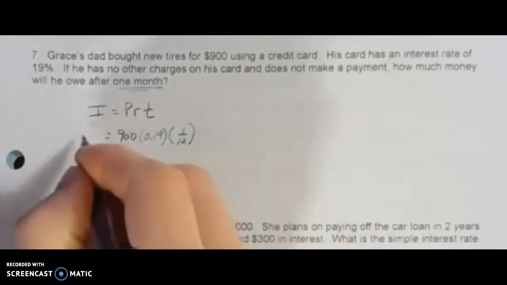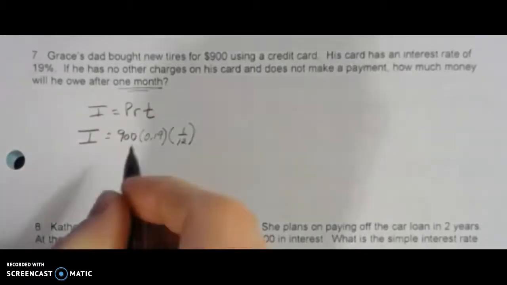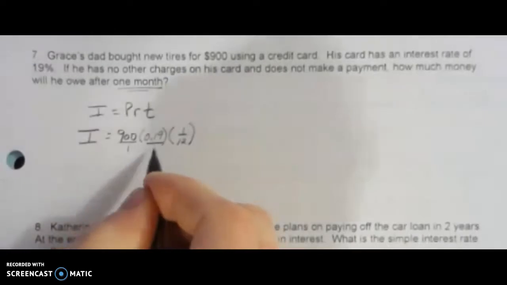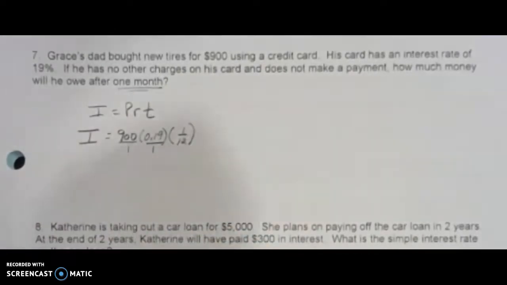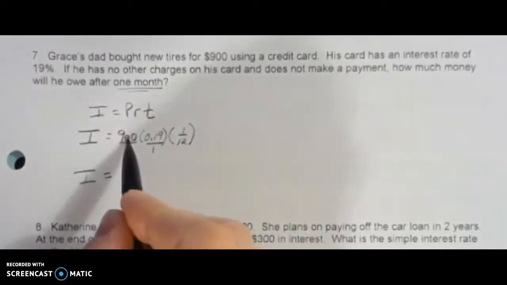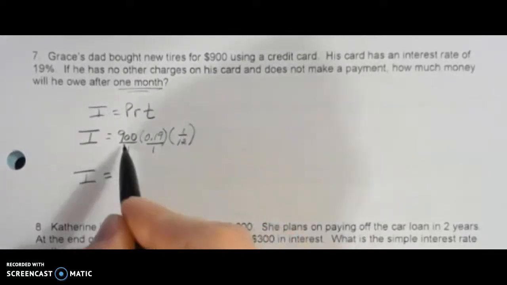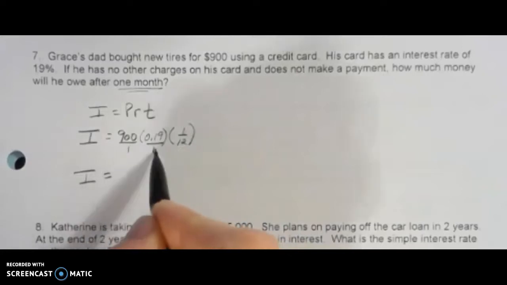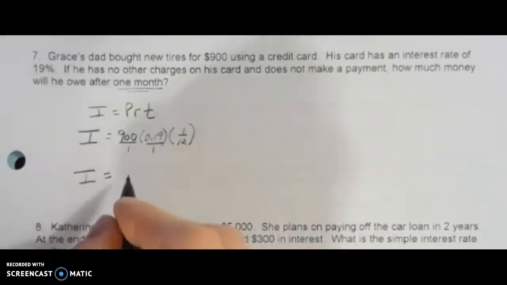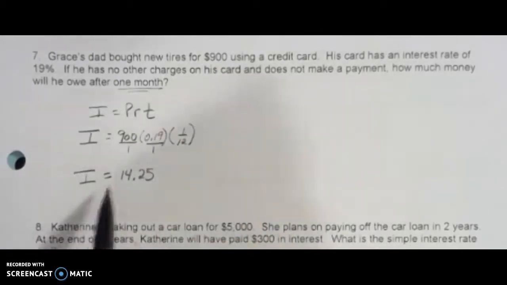So the first thing we're going to do is calculate how much the interest is going to be, and then we'll figure out the total amount that would be owed. Remember, 900 is over 1, 19/100ths is also over 1, and so when we multiply, we'll have 900 times 19/100ths times 1. Then we'll take that number and divide it by 12, because 1 times 1 times 12 is 12. That'll give us an answer of 14 25/100ths. So the amount of interest is going to be $14.25.